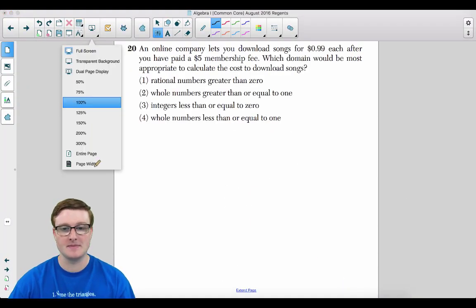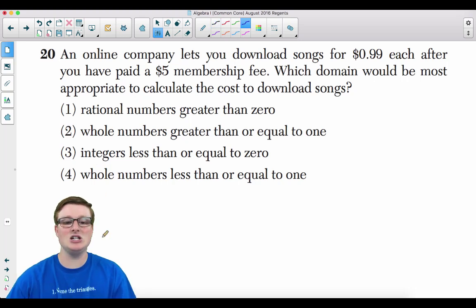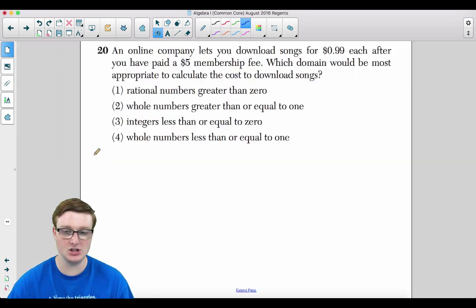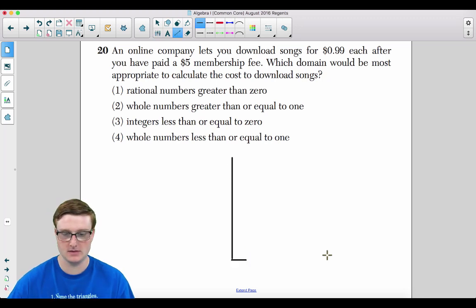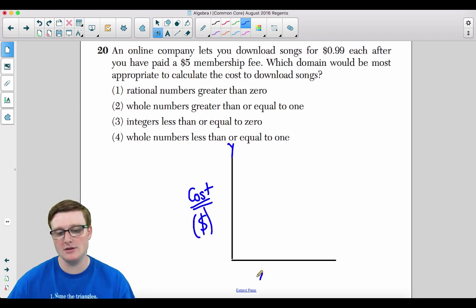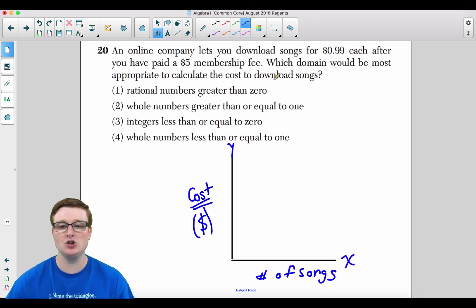An online company lets you download songs for 99 cents each after you paid a $5 membership fee. Which domain would be most appropriate to calculate the cost of downloaded songs? So this is tricky here. You need to know what you're graphing. The y-axis is the cost, the cost in money. Down below, this is the number of songs. That's your x-axis. Domain are your x values.